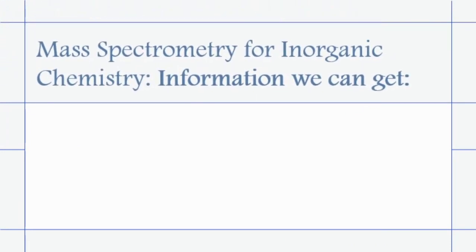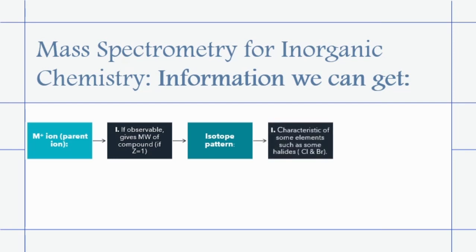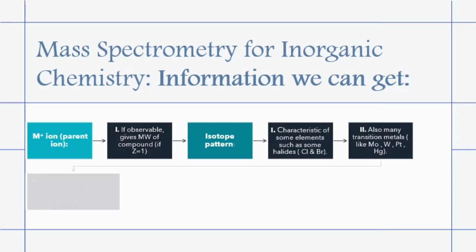Mass spectrometry for inorganic chemistry. Information we can get. First, M plus ion, the parent ion peak. If observable, it gives the molecular weight of the compound if z equals 1. Second, isotope pattern. Characteristics of some elements such as some halides, chlorine and bromine. Also many transition metals like platinum and mercury.